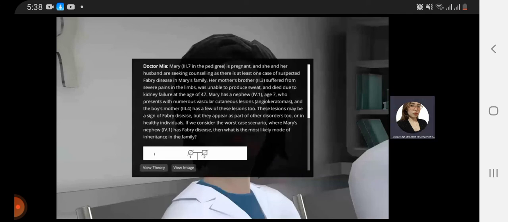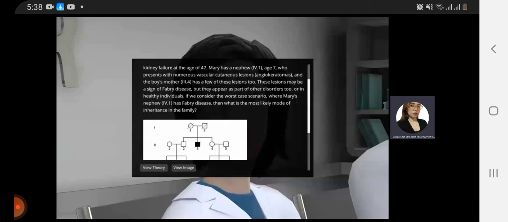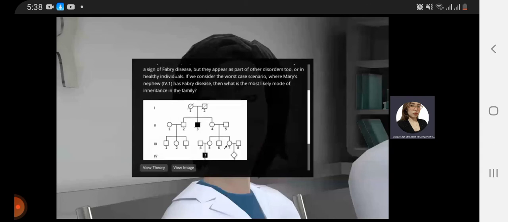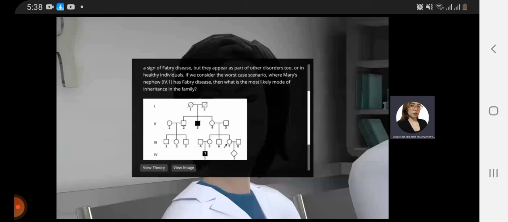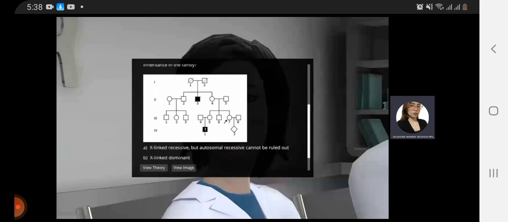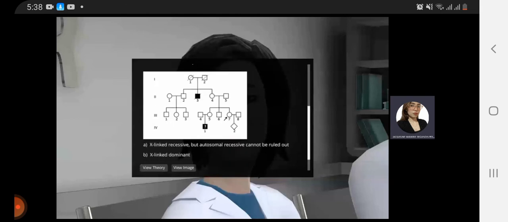Mary has a nephew, age 7, who presents with numerous vascular cutaneous lesions, and the boy's mother has a few of these lesions too. These lesions may be a sign of Fabry disease, but they appear as part of other disorders too, or in healthy individuals. If we consider the worst-case scenario, where Mary's nephew has Fabry disease, then what is the most likely mode of inheritance in the family?